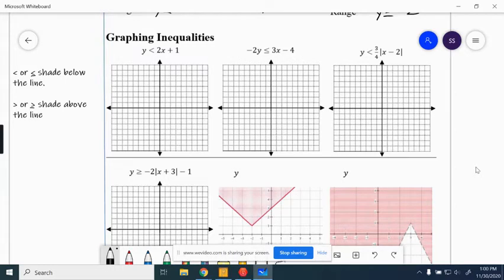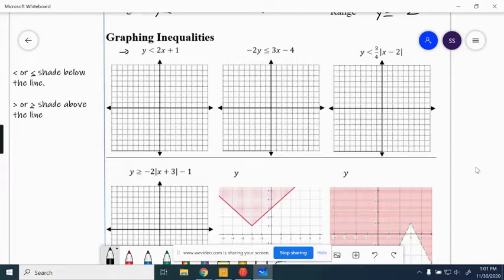Okay, today we're going to be looking at graphing absolute value inequalities, but let's start with just a quick review of graphing inequalities. All right, so let's start with this one here. Y is less than 2x plus 1. So we're just going to plot this out as if it were just a regular line.